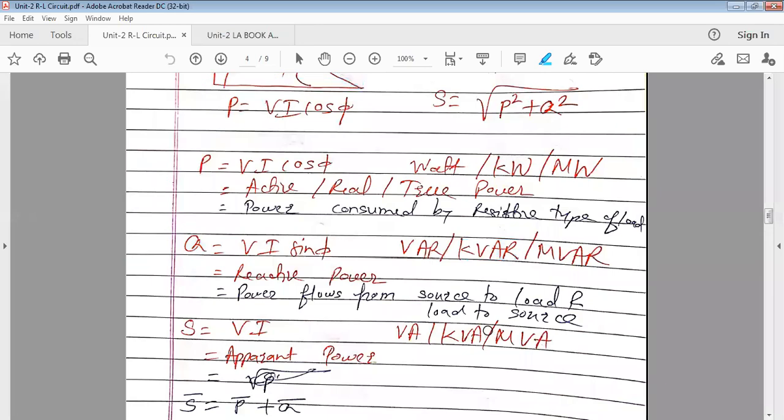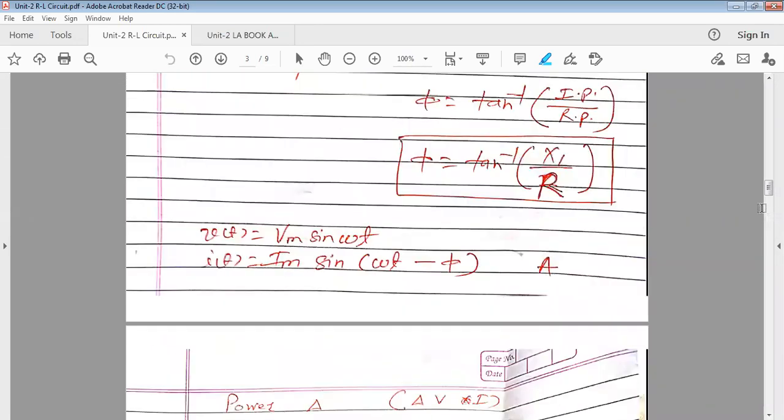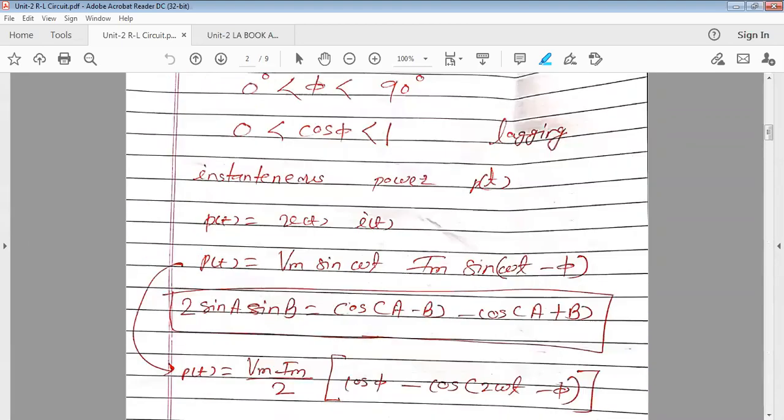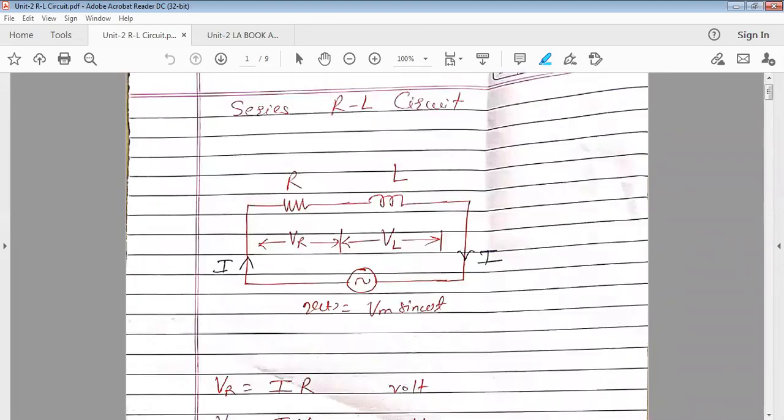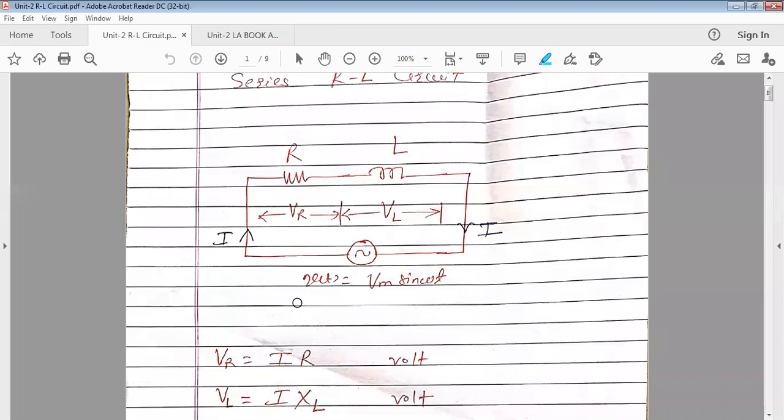Any difficulty with this series RL circuit? This is the theory part. Based on this, numericals are there. Again, in brief, I'll repeat the summary. See, it's a series RL circuit. The resistance and inductor are connected in series. Applied voltage is what?